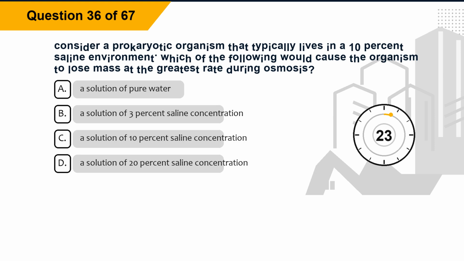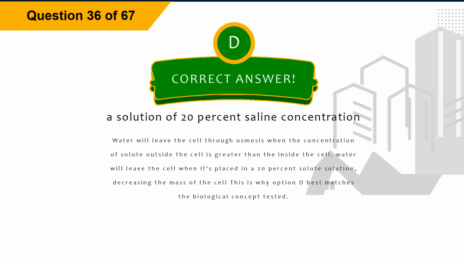Question 36. Consider a prokaryotic organism that typically lives in a 10% saline environment. Which of the following would cause the organism to lose mass at the greatest rate during osmosis? Option A, a solution of pure water. Option B, a solution of 3% saline concentration. Option C, a solution of 10% saline concentration. Option D, a solution of 20% saline concentration. The correct answer is option D, a solution of 20% saline concentration. Explanation. Water will leave the cell through osmosis when the concentration of solute outside the cell is greater than the concentration inside the cell. Water will leave the cell when it's placed in a 20% solute solution, decreasing the mass of the cell. This is why option D best matches the biological concept tested.